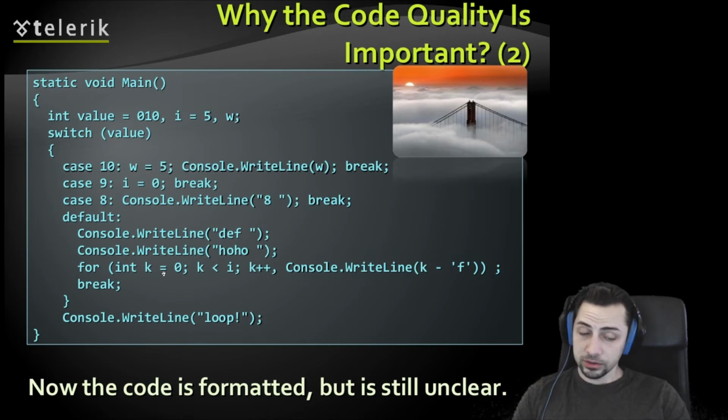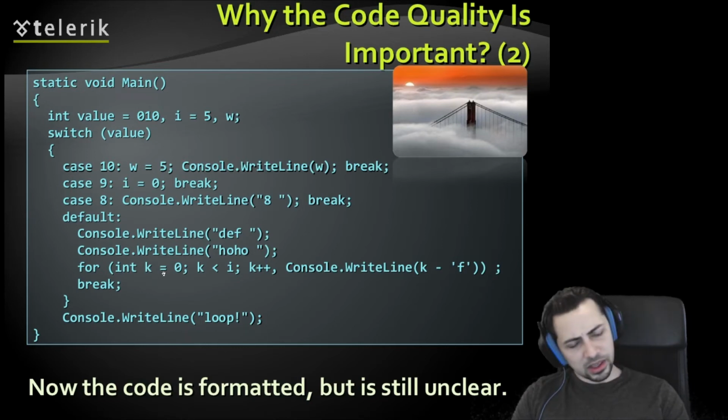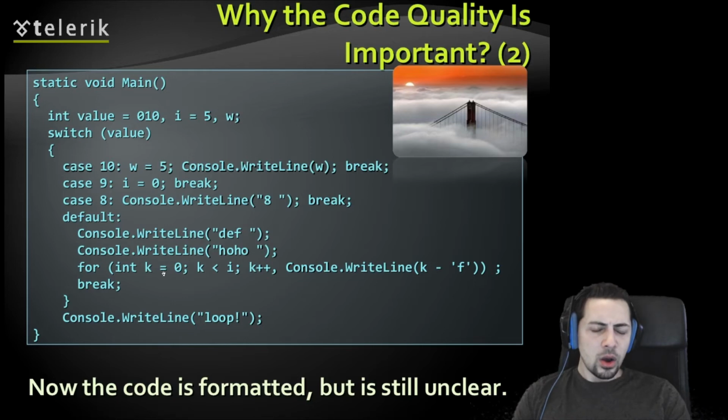Okay, same code. It's better formatted. So now at least you know that there's a case for 10, 9, 8, and then every other option, which prints out the line k minus. What is k minus the character f?